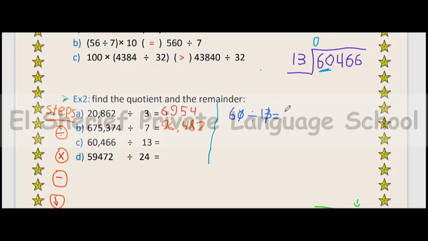6 divided by 1 equal what? Equal 6. The second step, 6 times 13.